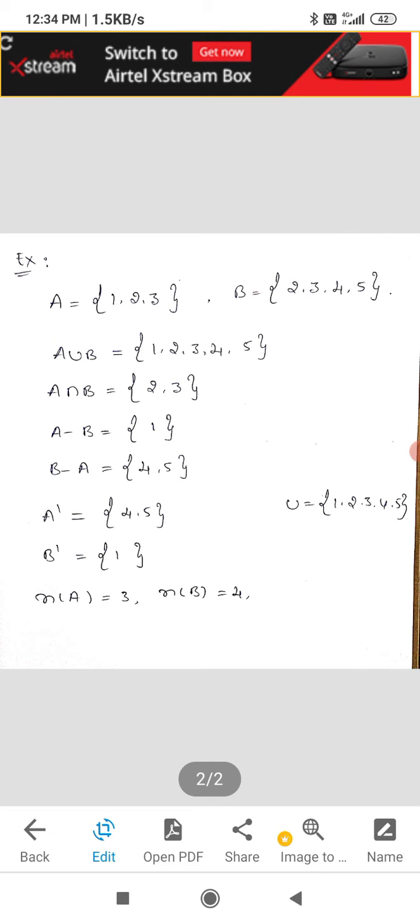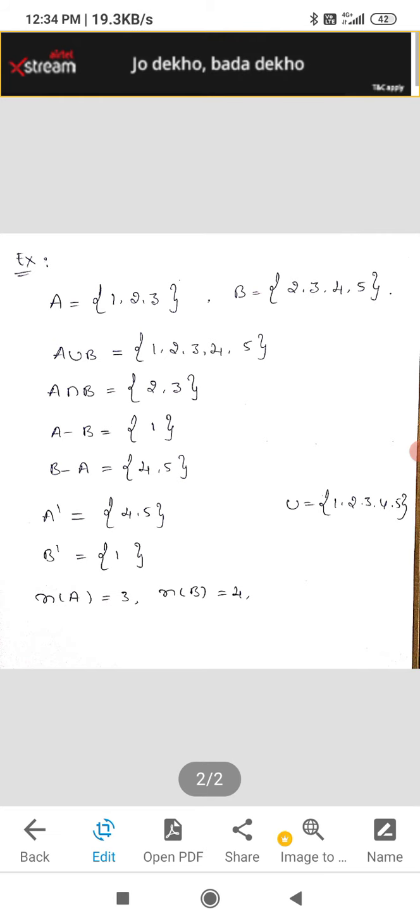Cardinal number of set A. Since A has 3 elements, the cardinal number of A is 3. B has 4 elements, so the cardinal number of B is 4.